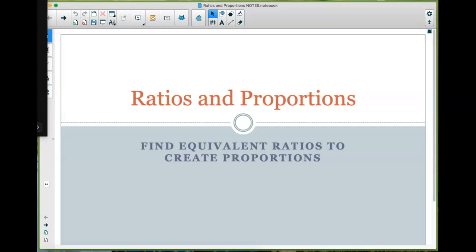Okay, so the first part of today, we are just going to look at what's a ratio, what's a proportion, what does that look like, how do you write that, and then we're going to look at finding equivalent ratios.